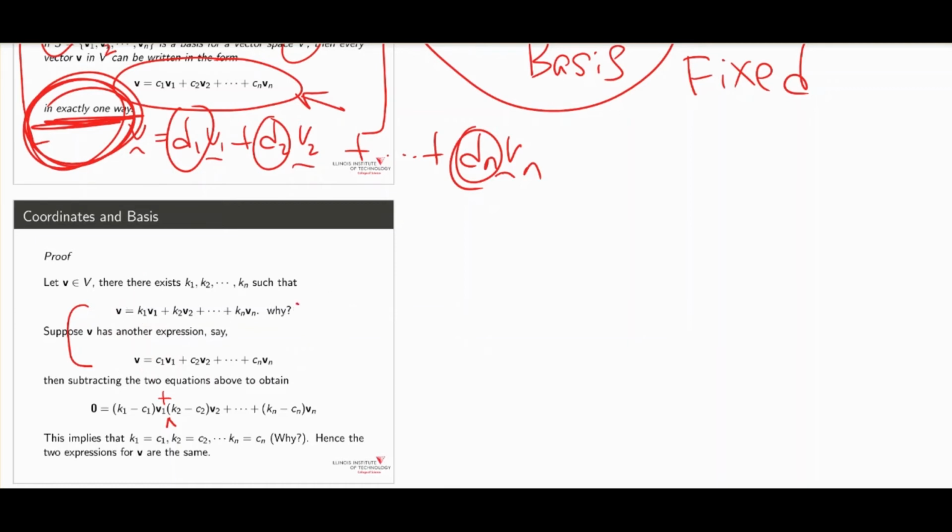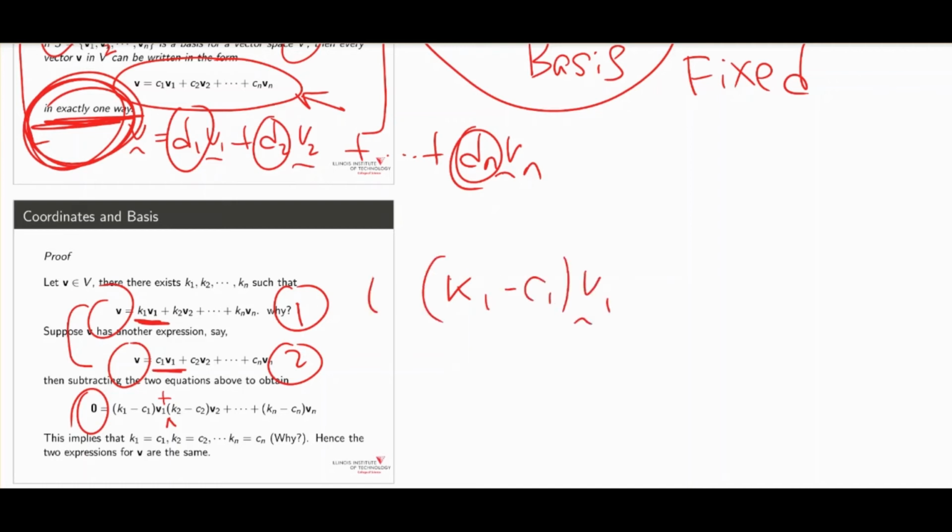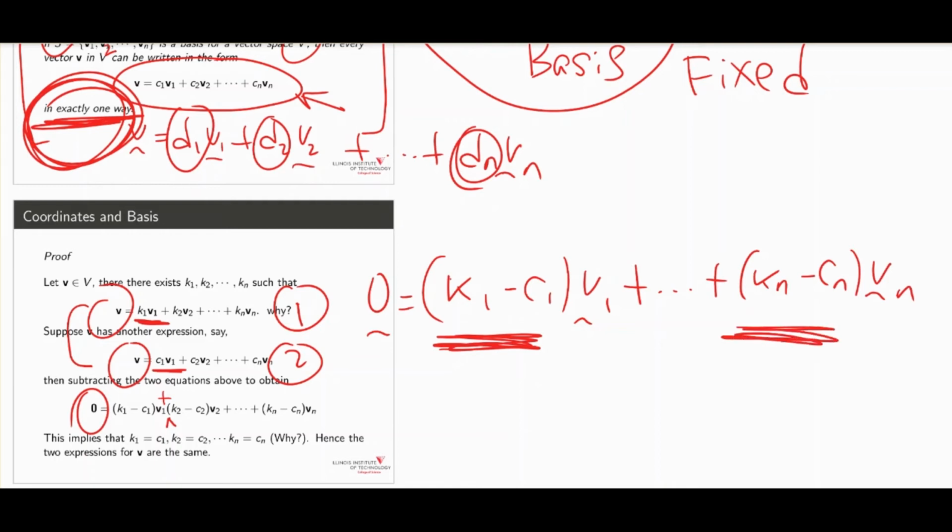And how do you do that? Easy. You take the first equation and subtract the second equation. v minus v will give you the zero vector. And then this one and this one will give you k1 v1 minus c1 v1. So you can factor out the v and write it like this. You have the zero vector, and you keep doing it, and you will see that you have kn minus cn times vn. So I am claiming that all of this here has to be zero.